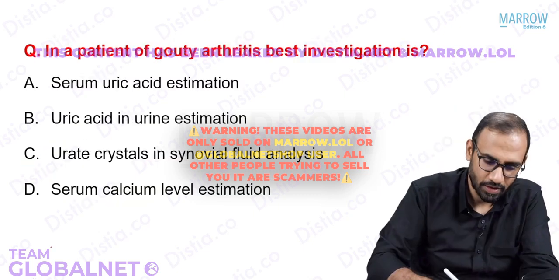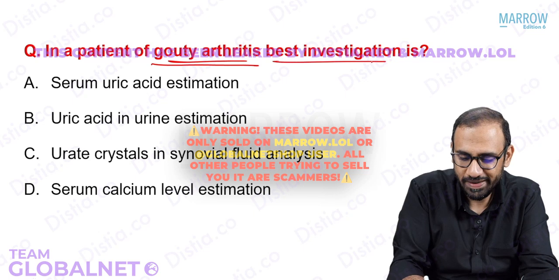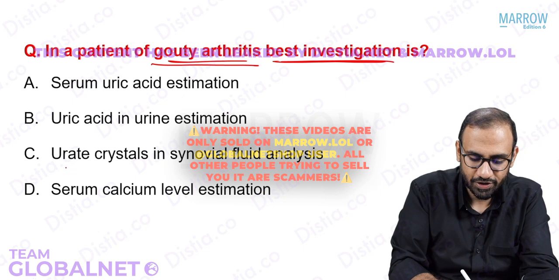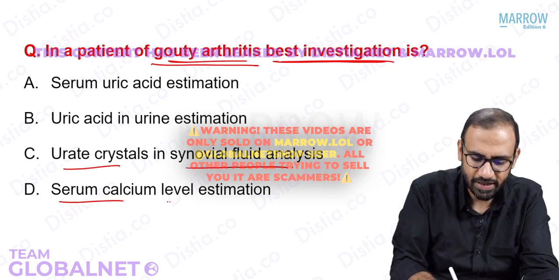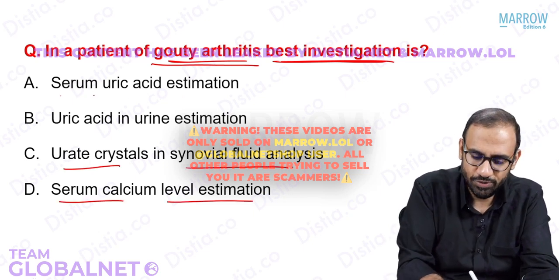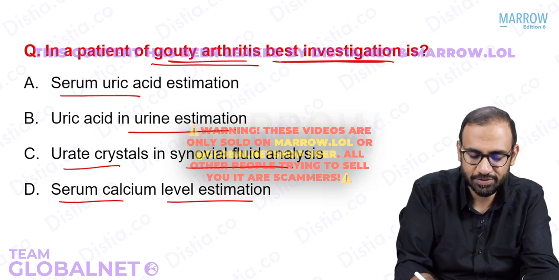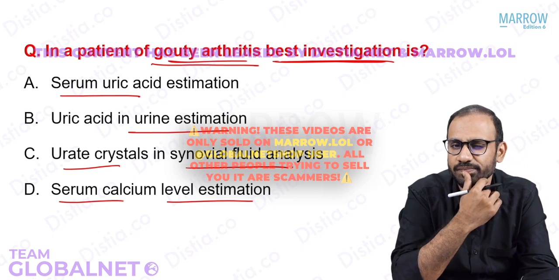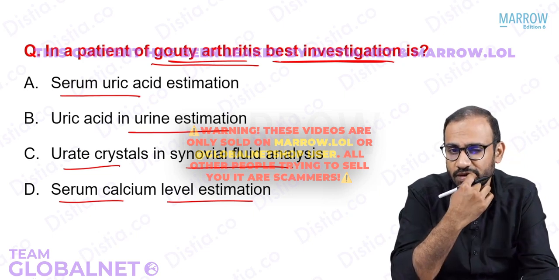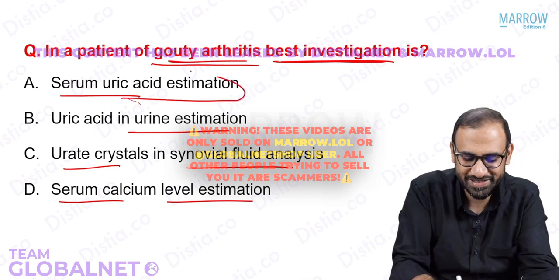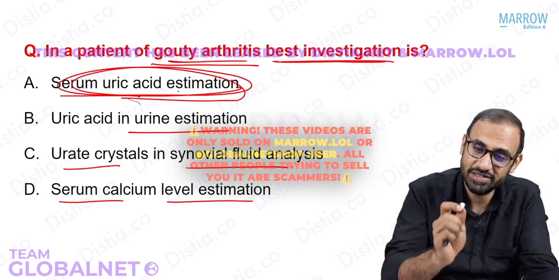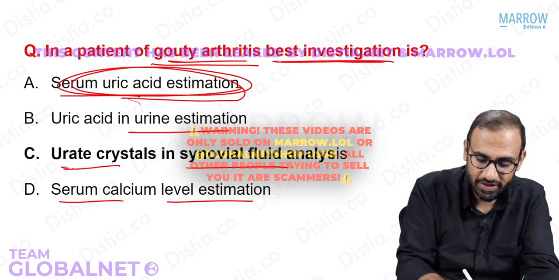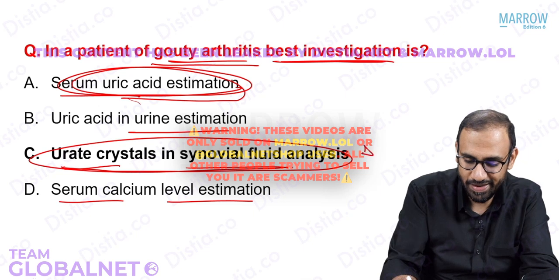Diabetes, right. Now, in a patient of gouty arthritis, what is the best investigation? Serum uric acid estimation, uric acid in urine estimation, urate crystals in synovial fluid analysis, or serum calcium level estimation? Please don't say serum uric acid estimation because it doesn't help. The best answer is to go into the joint, aspirate the synovial fluid and look for the crystals. Urate crystals in the synovial fluid analysis, the best investigation.